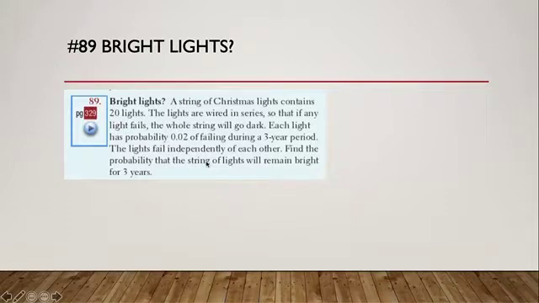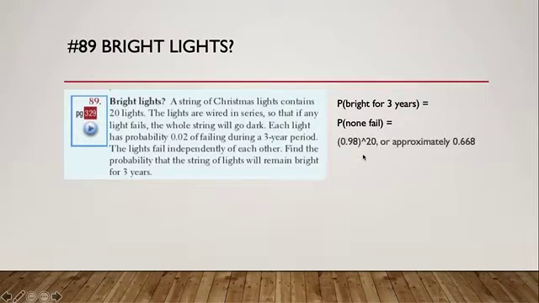So here, in this question, we are interested in the probability that the string of lights will remain bright for all 3 years. Okay, so remaining bright for all 3 years, that means that none of the lights fail. All right, so each light has a 2% probability of failure. That means that they have a 98% probability of remaining bright that entire 3-year period.